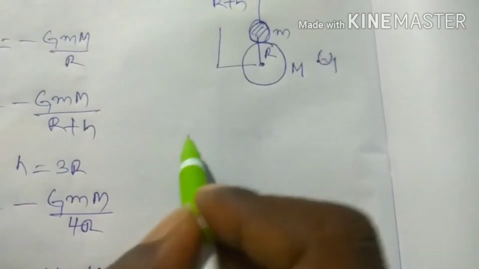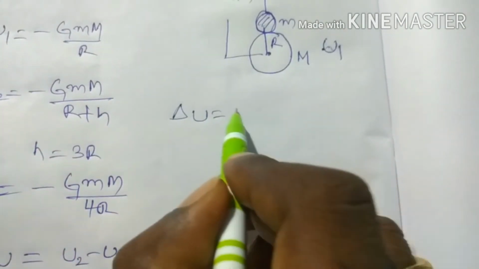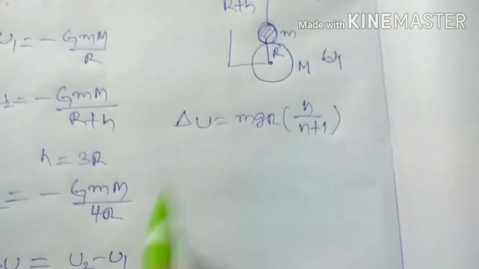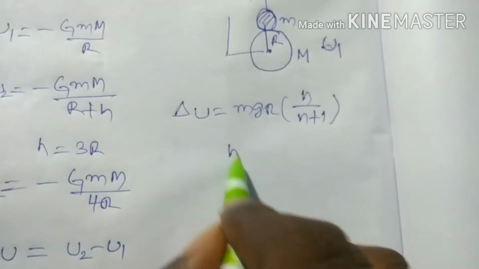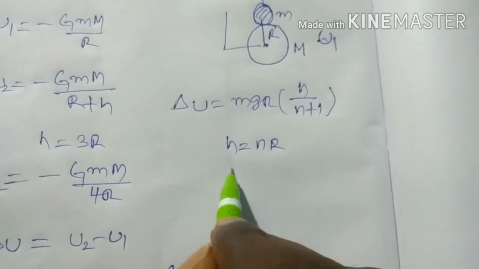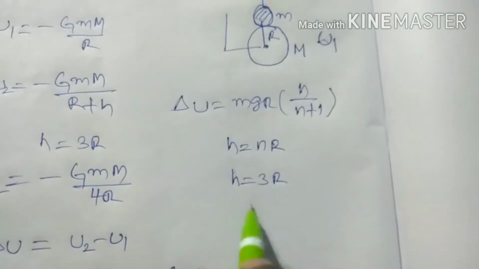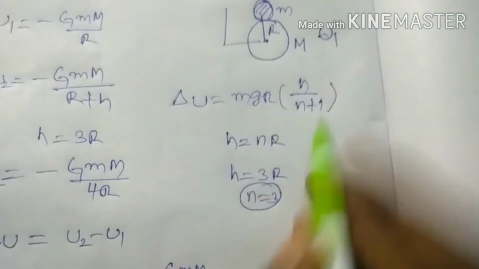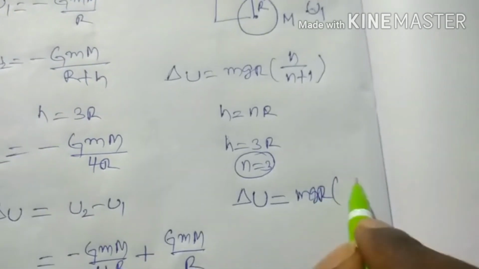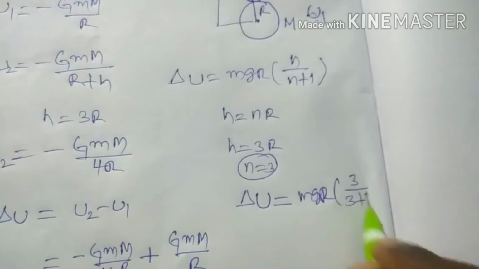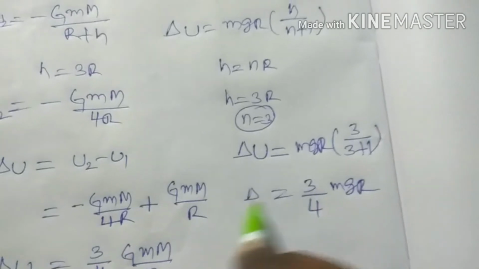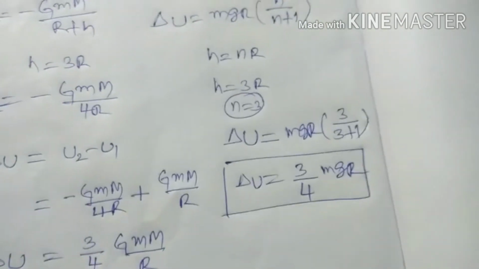Here is the simple trick: the change in potential energy delta U is equal to mgR into n by n plus 1, where h is equal to nR. They have given that h is equal to 3R, so n is equal to 3. Then you have to substitute in this equation. Delta U is equal to mgR into 3 by 3 plus 1, that is 3 by 4 of mgR. So that is delta U. This trick can be used for all this type of questions.